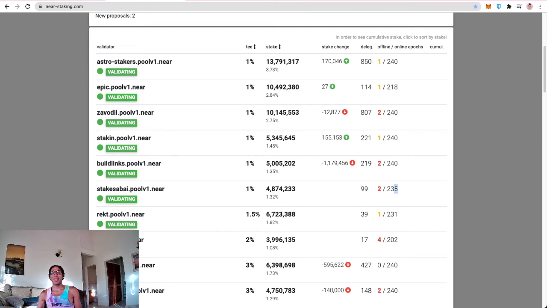Let's see. This one didn't get in as quickly, has 99 people counting on them. Build links, let's go with staking. Actually, I love the number 19. Ooh, I love the number 21. Let's do both of them. So we're gonna do stake in and build link.